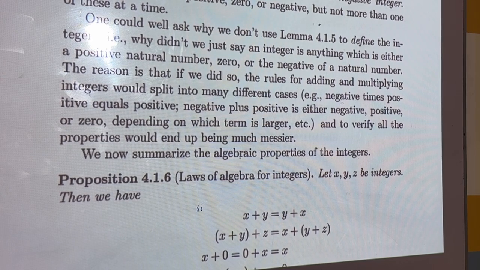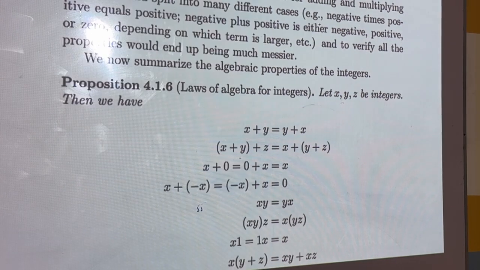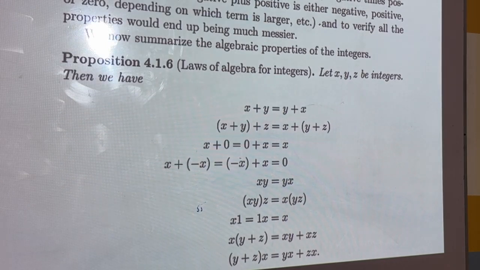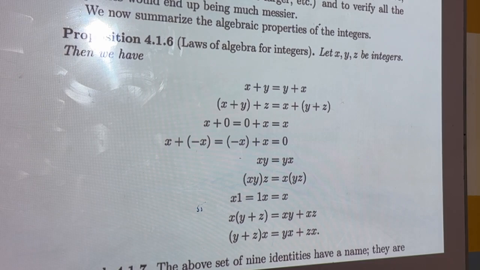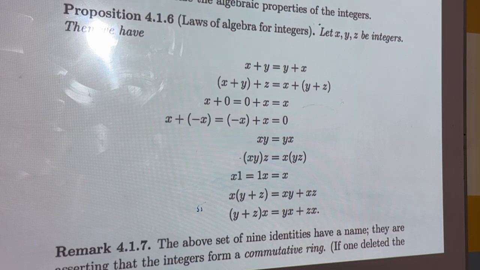We now summarize the algebraic properties of the integers. Now, remember, integers are like this. We know how to add, we know how to subtract. We don't know how to say x less than or equal to y, that kind of thing we don't know yet. But other things we know. So these are the results.